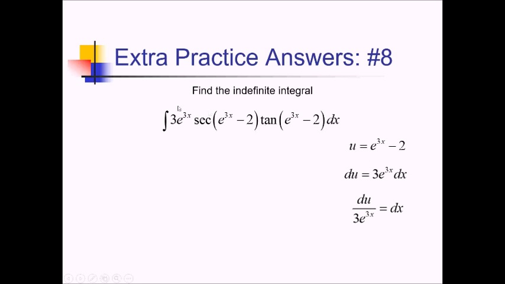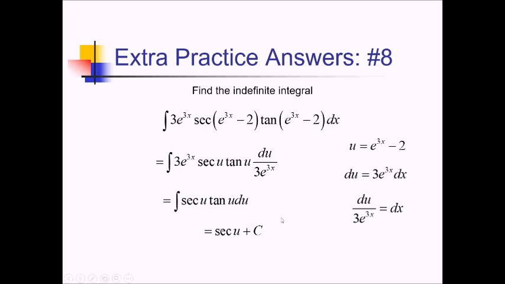Substituting back in, we still have this 3e to the 3x out in front. We have a secant of u, a tan of u, and then instead of a dx, we now have a du over 3e to the 3x. So a bunch of substituting happened there. It looks like this 3e to the 3x and this one down here completely cancel out, not even a non-1 coefficient left over, so that's kind of nice. So we're left with secant u tan of u du. Antiderivative of that is just secant of u plus c. And then we can plug in this e to the 3x minus 2 to get our final answer.